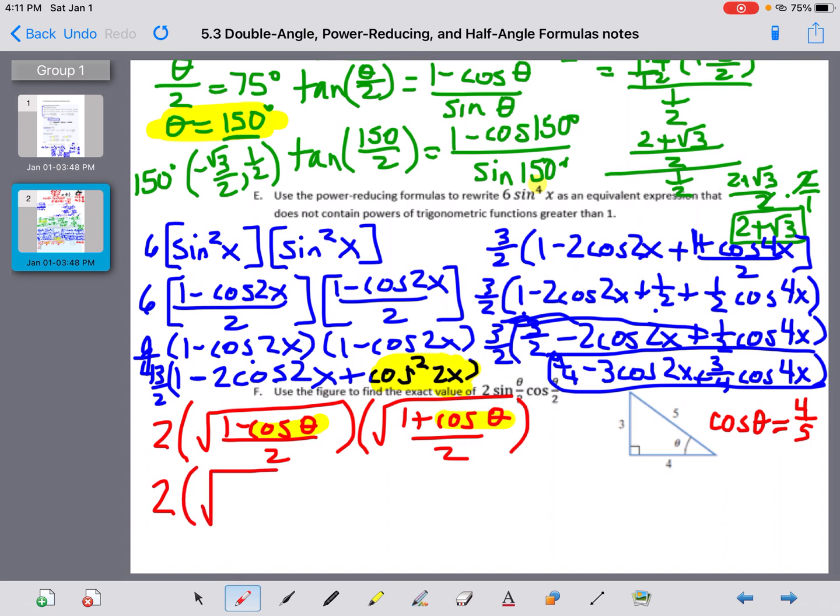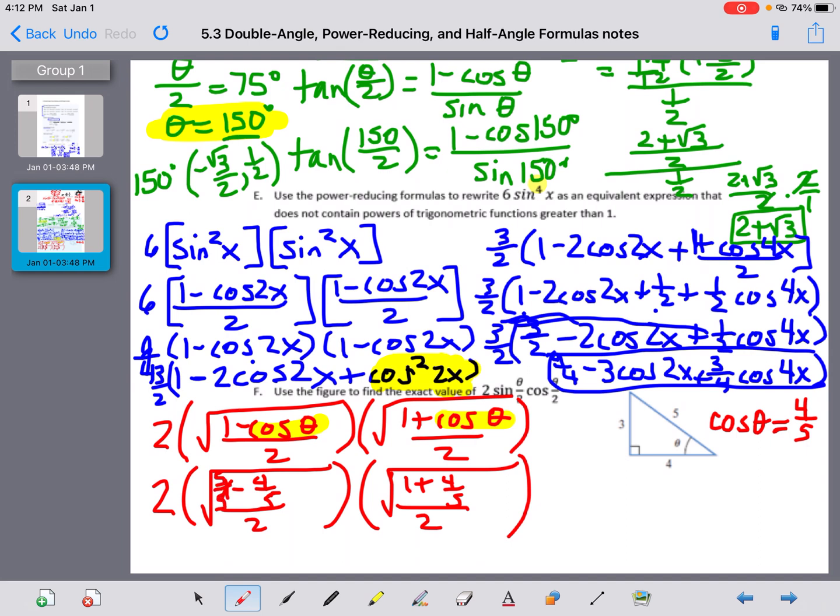Over here, it's super important to realize this radical goes over the whole thing. So I get 1 minus 4/5 all over 2. And over here, I'm going to get the square root, again, over everything, 1 plus 4/5 all over 2. I'm out of room. Okay, 1 is going to be the same as 5/5, right? So 5/5 minus 4/5 is 1/5 over 2, all under this square root. 1/5 divided by 2 is the same as 1/5 times 1 over half, which is the square root of 1 over 10, right?